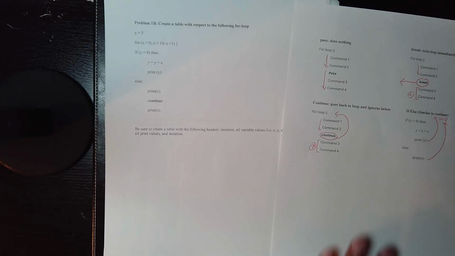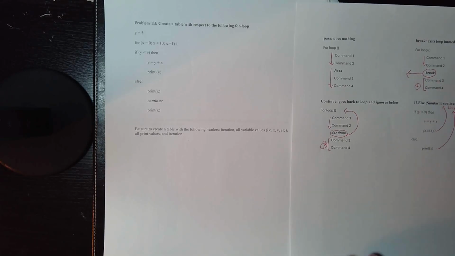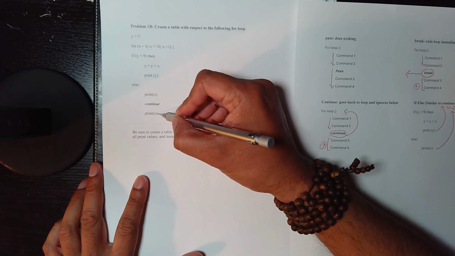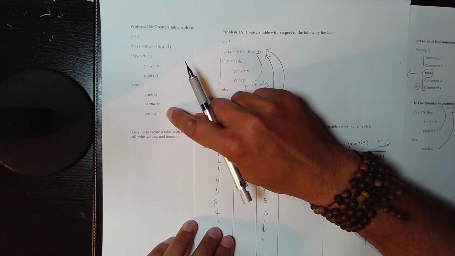So let's look at this problem. Now this problem is very similar to the previous problem, except we have a print x here. The previous problem we had was a print x below. Now we have a print x here and a print x here. Now how do we handle these two different situations?